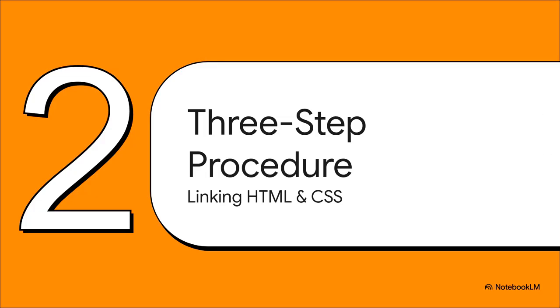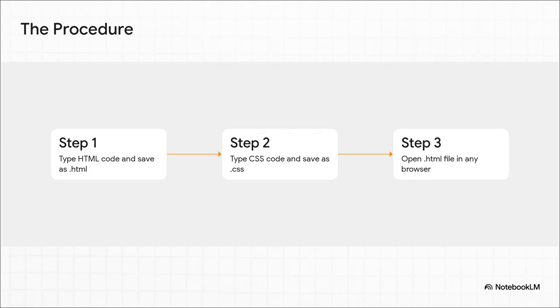Moving right along to Section 2, the three-step procedure. Let's actually review the workflow procedure for this lab. It is a surprisingly elegant three-step process. Step 1, you draft your structural markup and save it as an .html file. Step 2, you isolate all your styling rules over in a separate .css file, and Step 3, just launch that HTML file in any standard web browser to render the combined output. That's the whole shebang. No heavy, complicated software required, just pure text-based architecture.